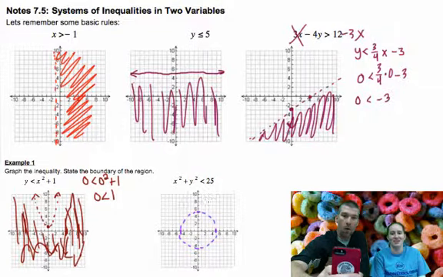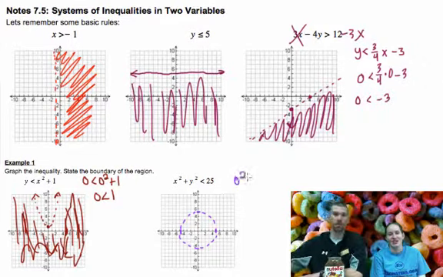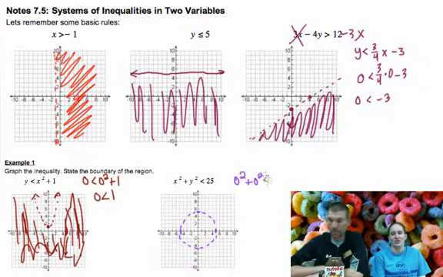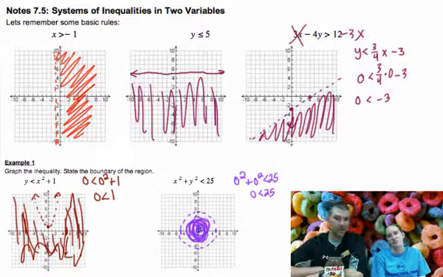So you can check a point again. 0 squared plus 0 squared is less than 25. That's true, so that is inside of our circle. And so there you go. It really is just that simple. Don't make this harder than it needs to be. We're going to ratchet up the complexity here in a few minutes.